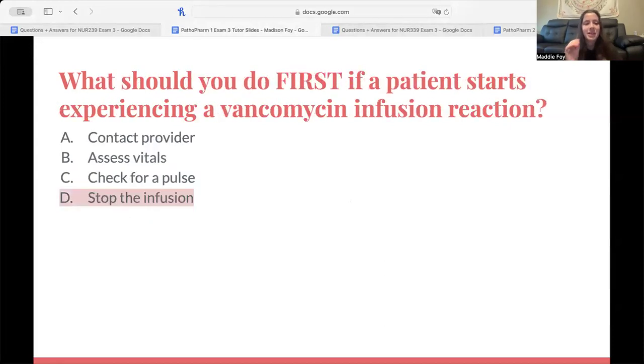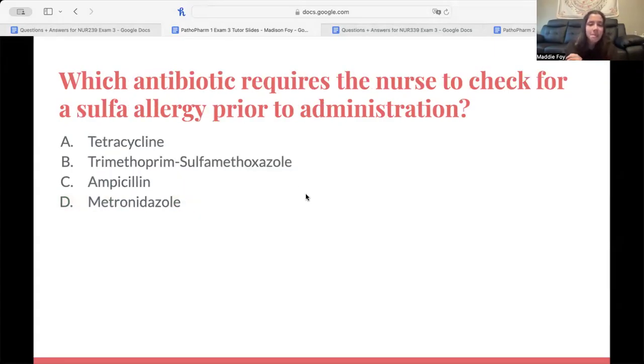I'm going to go back actually because the other three things are obviously super important to do, but you want to look at that priority is always going to be to stop it, and then you can move forward and do those other things. Which antibiotic requires the nurse to check for a sulfa allergy prior to administration? Yes, you guys are all correct. The answer for this one is B, and the prefix of the name does give it away with that sulfamethoxazole.